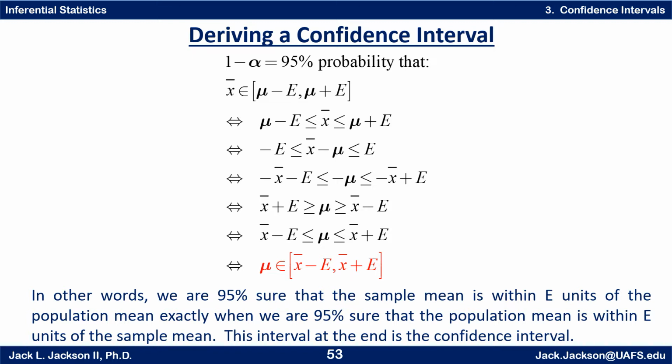confidence level. So, in other words, x bar is within e of mu exactly when mu is within e of x bar, which should make sense. So in other words, we're 95% sure that the sample mean is within e units of the population mean exactly when we're 95% sure that the population mean is within e units of the sample mean. This interval in red here at the end is the confidence interval. That's what we're looking for.